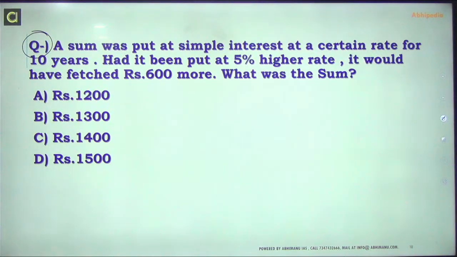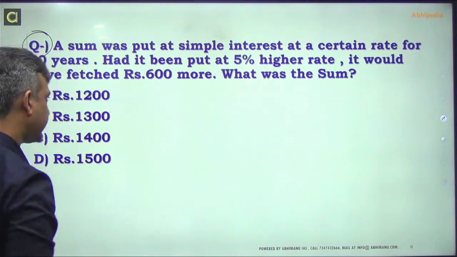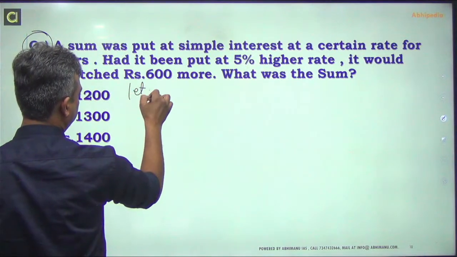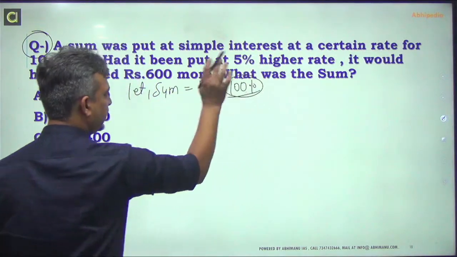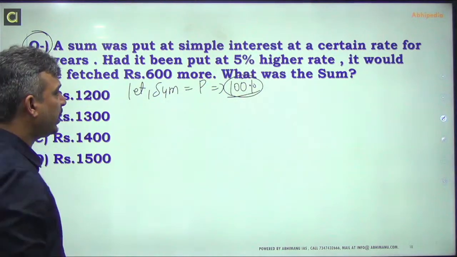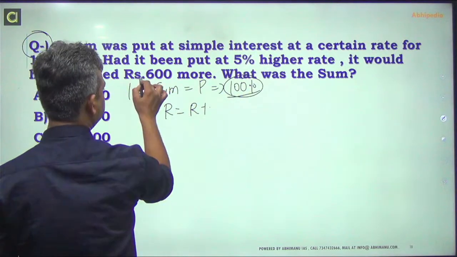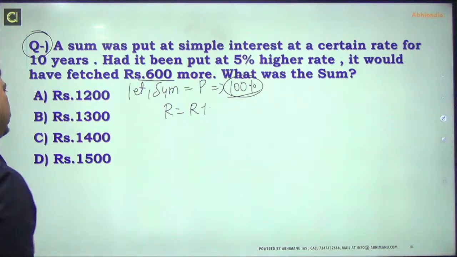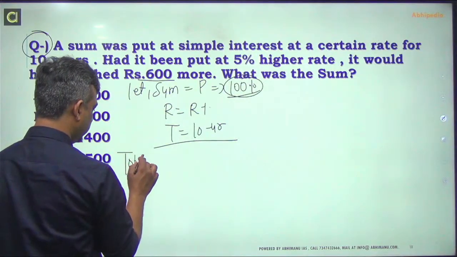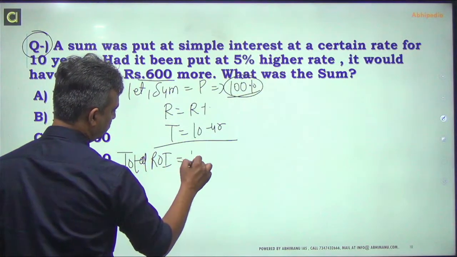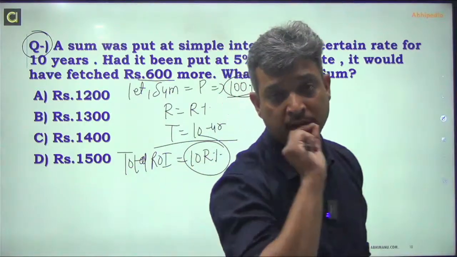A sum was put at simple interest at a certain rate for 10 years. So we don't know the sum. Let us consider the sum is P, or you can say 100%. Principal is always considered as 100%. Had it been put at 5% higher rate, so the rate of interest is R%. It would fetch us 600 more. Time is 10 years. So the total rate of interest is 10R%. You can say that we are getting 10R% in the 10 years as interest.